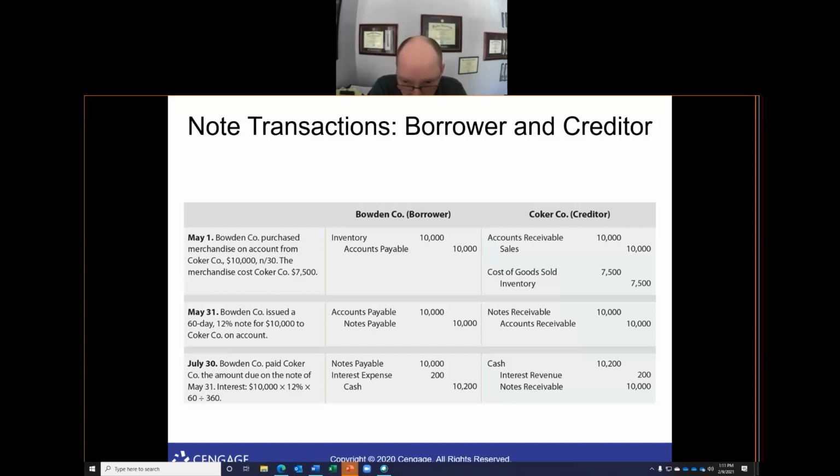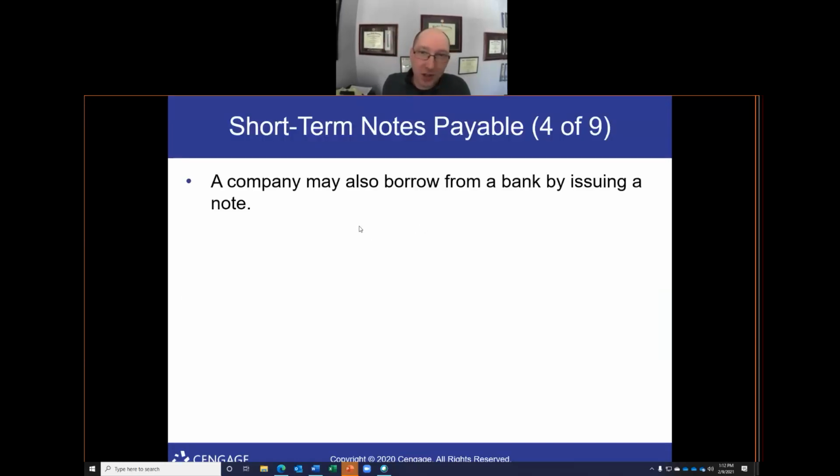That's an example here. Well, you see the borrower and the creditor side of things. The borrower is the one who had their original accounts payable converted to a notes payable. On the creditor side, it's a receivable, right? You've got one that pays and one that receives. The one that pays is the borrower. The one that receives is the creditor. It's a nice slide.